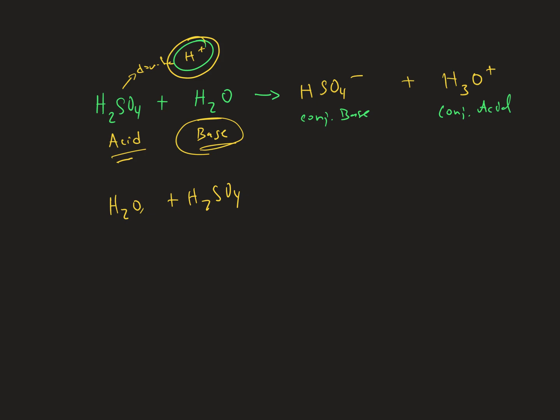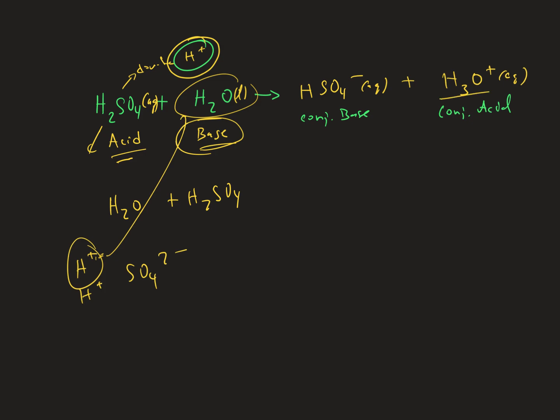This is aqueous solution, and this is liquid water. This is aqueous, and this is aqueous. So do you remember what happens in an aqueous solution? You throw a salt in there, and then what happens? It dissociates. So this will dissociate into two H pluses and a SO4 2 minus. This doesn't dissociate because it's a covalent compound. But what happens is it takes one of those and makes this. Good?